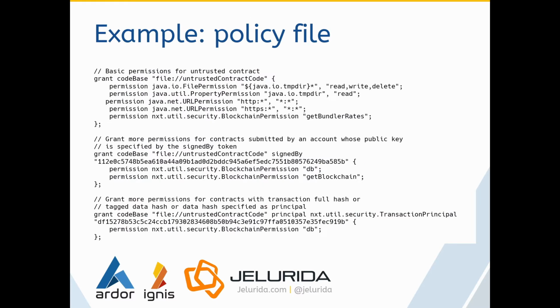So this is, for example, a policy file that you can find as an example on the source code of the platform. Here you can see that the first one is just the default basic permissions for any contract, but you can also have specific permissions for contracts signed by a given account. This is the public key of an account, or for example from a given contract.